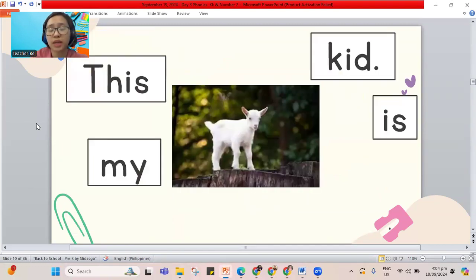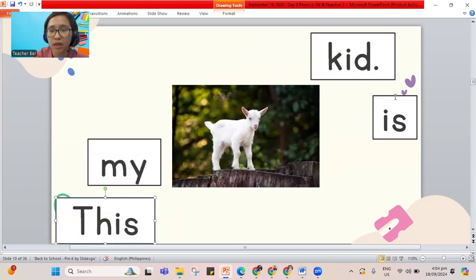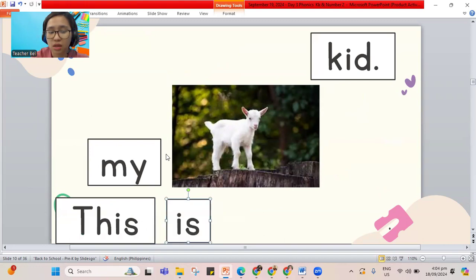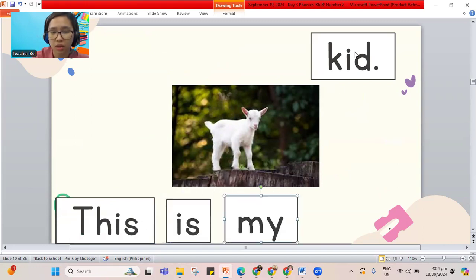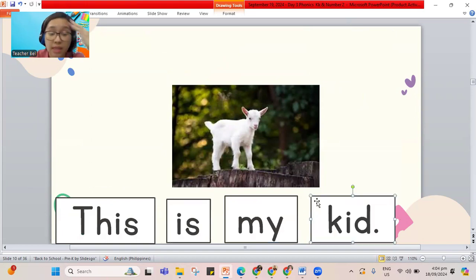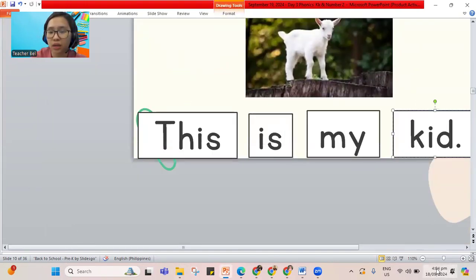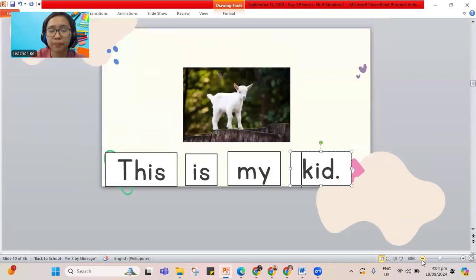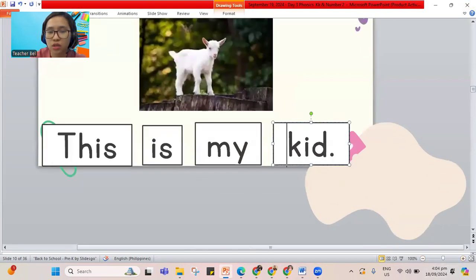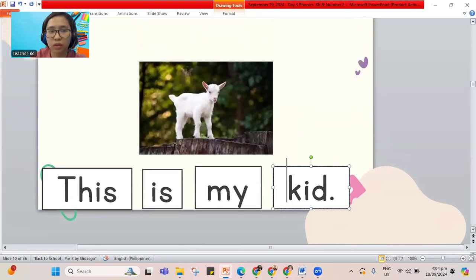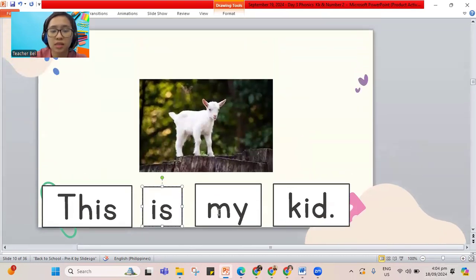So how about for this one? Let's make our sentence for the kid. So let's spell it out right. We have this is my kid. So we already scrambled it and we made it into the right sentence. So we have our kid. This is my kid. Oops, sorry. Let me fix that one so that you can see the screen. Here. This is my kid. So we have the sentence for the kid.